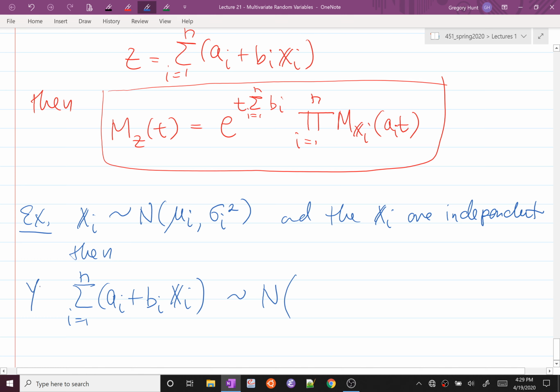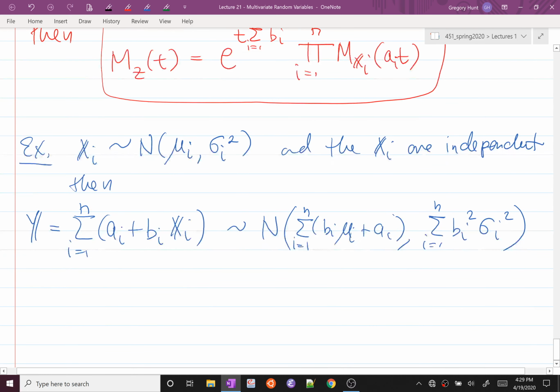So you can call this thing y if it makes you happier. It's some univariate random variable, all right? And I'm summing up all the x sub i's and multiplying them by a constant, adding on another constant. That's just some univariate random variable, and it will have a normal distribution, and its mean will be the sum of the means, which is a_i mu_i plus b. Oh, I wrote this the wrong way, right? It's b_i mu_i plus a_i, and the variance will be the sum of b_i squared sigma_i squared.